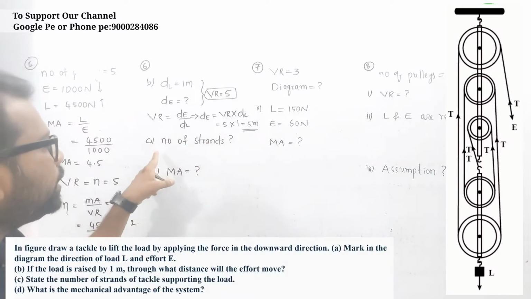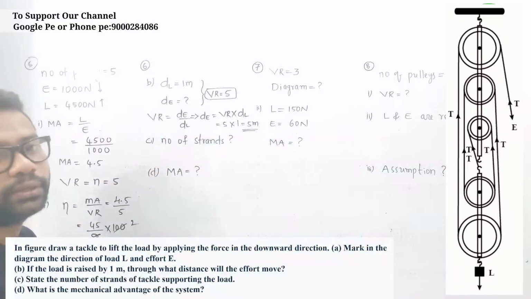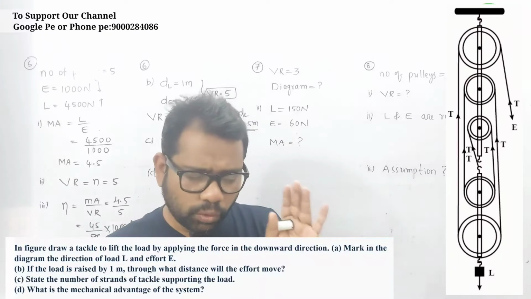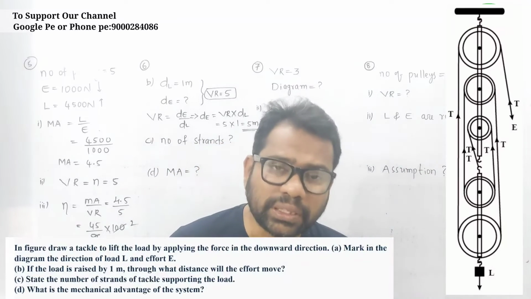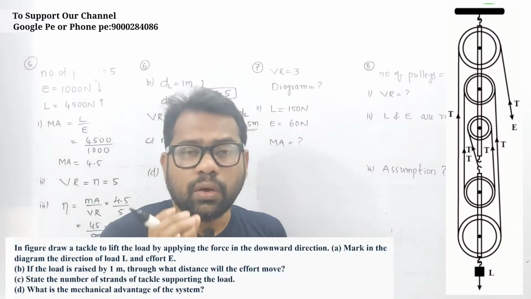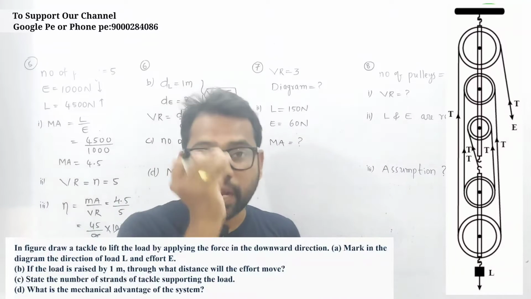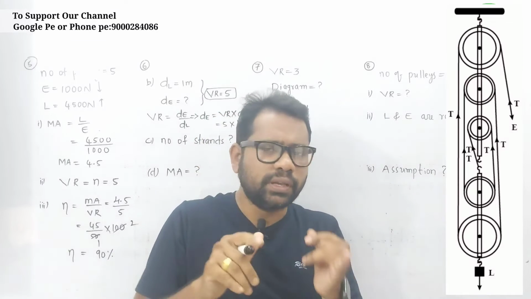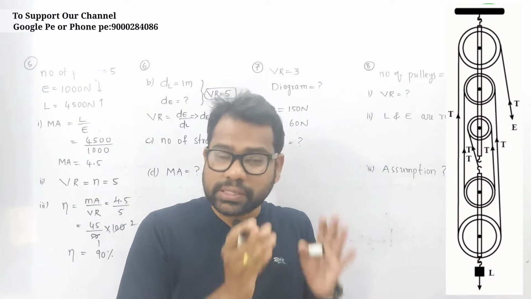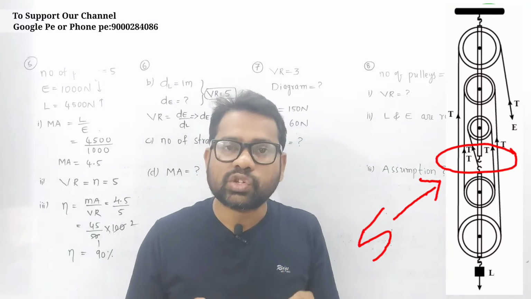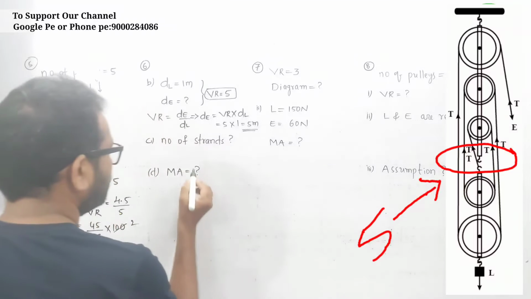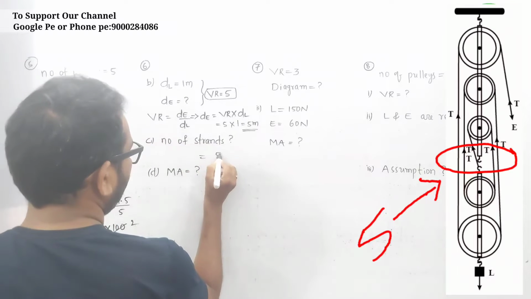Now they are asking how many strands are supporting. It's very important. How many strands of the block and tackle system are supporting the load, children? If you notice the diagram here, a total of 5 will be there. 5 strands are supporting. One strand is supporting the effort. Remaining 5, a total of 6 strands are there. Out of the 6 strands, 5 strands are supporting the load. So the answer will be 5.